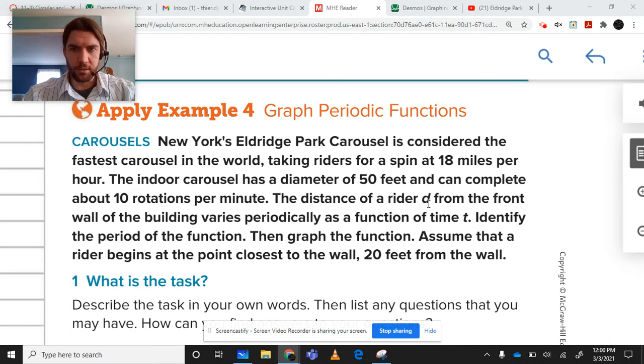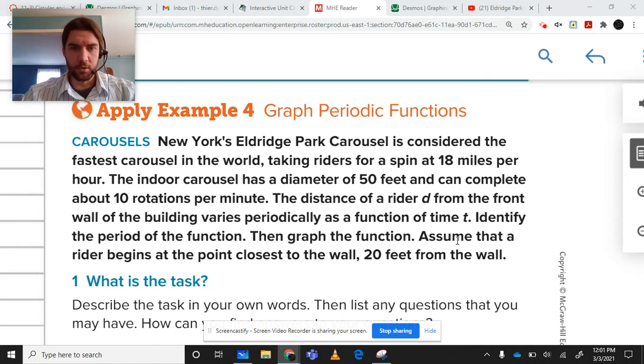The distance of the rider D from the front wall of the building varies periodically as a function of time. Identify the period of the function. Well, the period, just like I said, would be 6 seconds, right? Because it takes 6 seconds to make one rotation if you're going to do 10 rotations every minute.